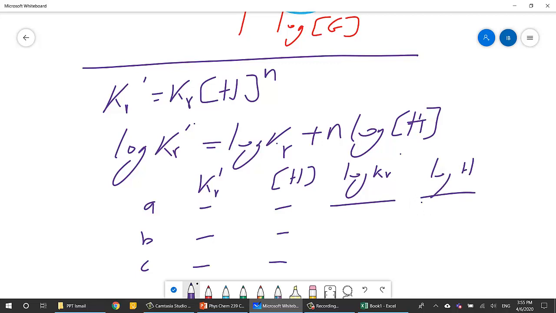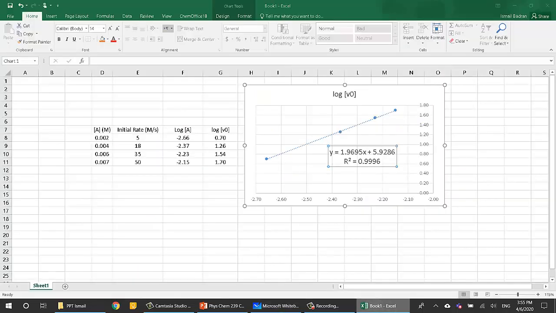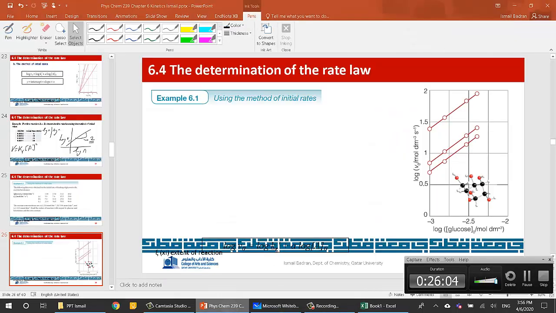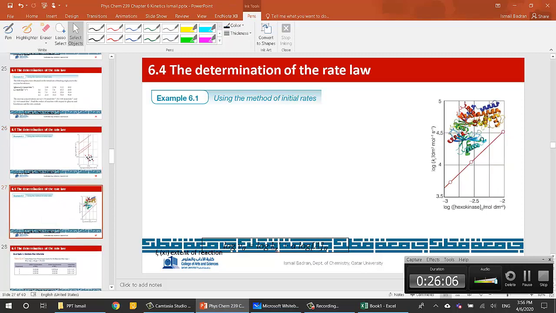And also, after we do all of this, we found n is equal to 1 as well. We did this already, and it's shown in the book. He's going to give you that equation, and that equation also gives a slope of 1. And therefore, this is a first order reaction in terms of glucose, and first order in terms of the enzyme. So this is in total a second order rate law.